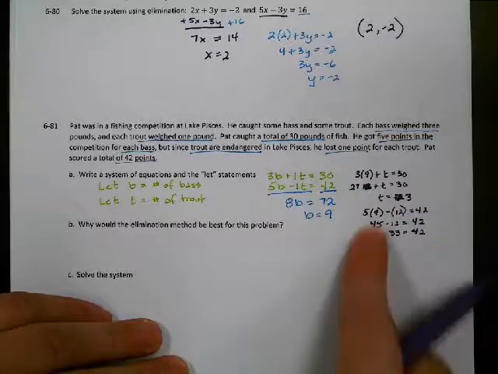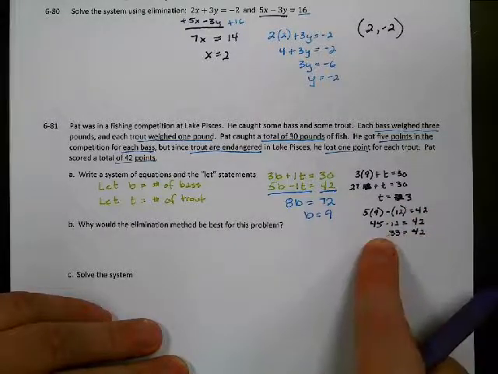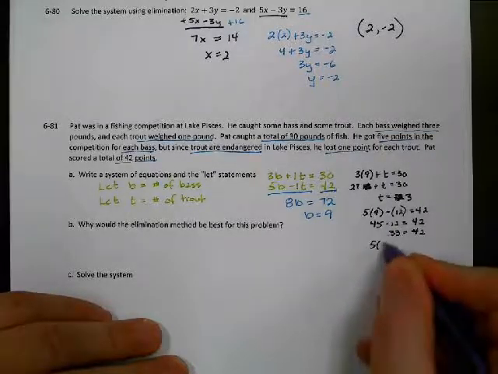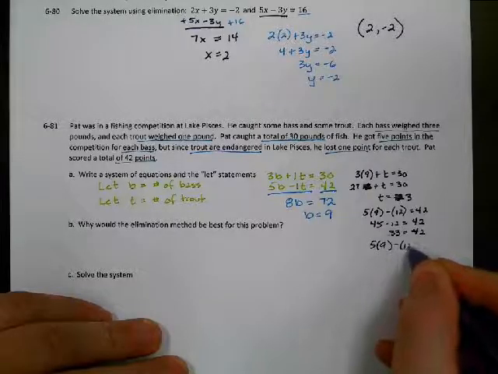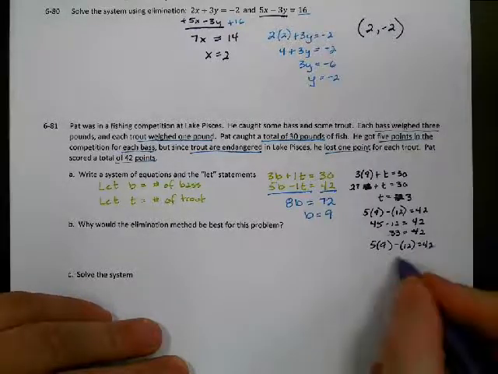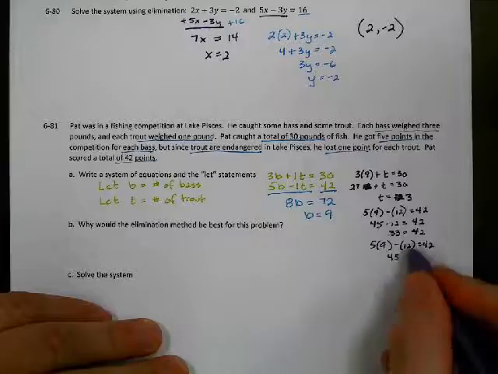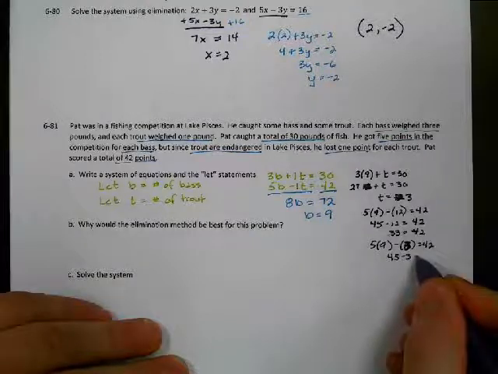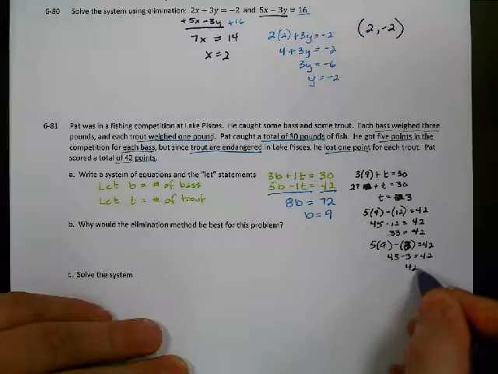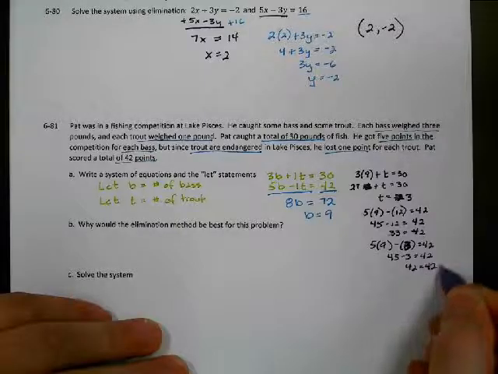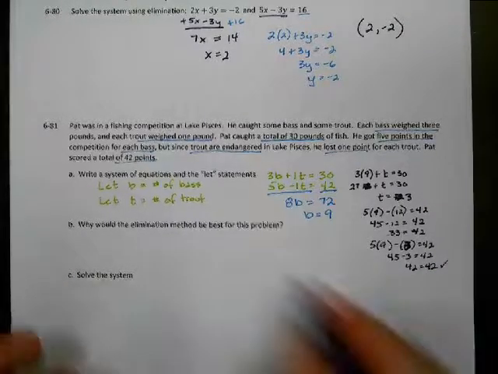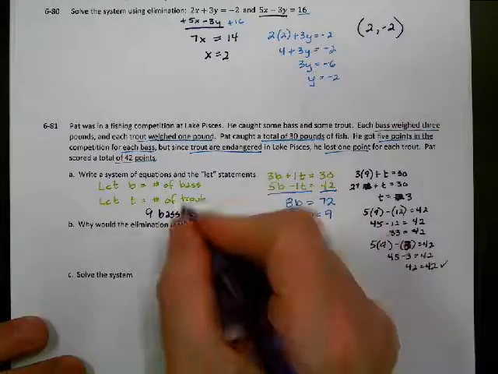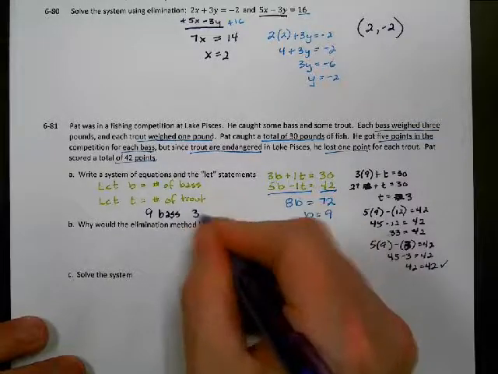Now I'm going to retry it and see if I'm getting the right answer now. So 5 times 9 minus 12. So I get 45 minus, that's supposed to be 3, not 12. So 45 minus 3 is 42. Okay, now I know for sure that I got the right answer. Okay, so there are 9 bass that he caught and 3 trout. See how that works? That's how you find out if you made a mistake.